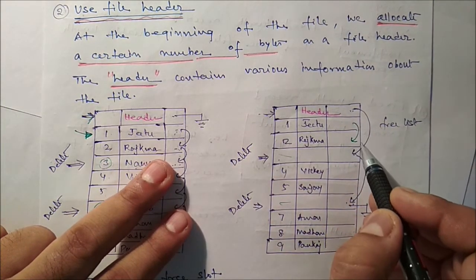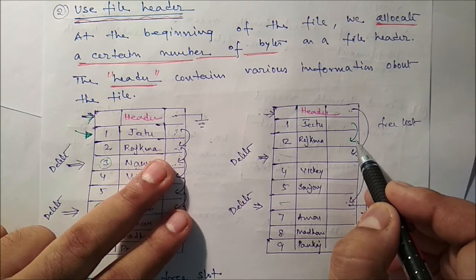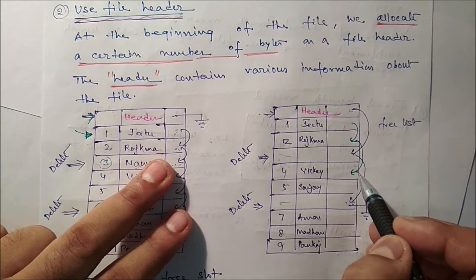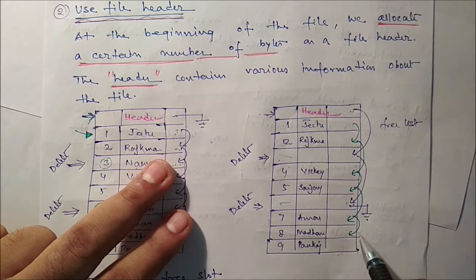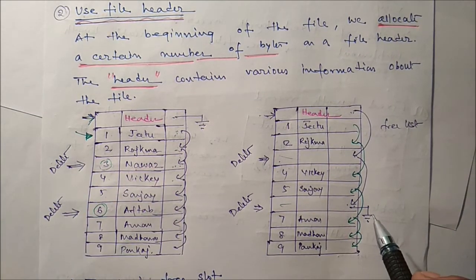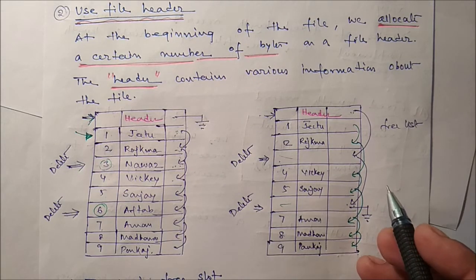Here G2 is there. In this case, if you delete this one, next record will be what? This one. After that, next record will be this one. After that, next record will be what? This one. After that, this one. After that, this one. Are you getting this one?